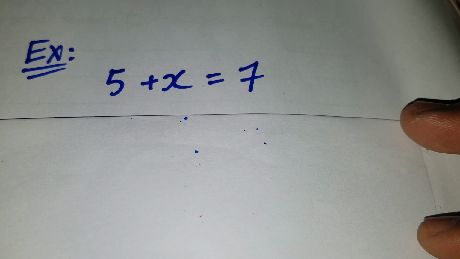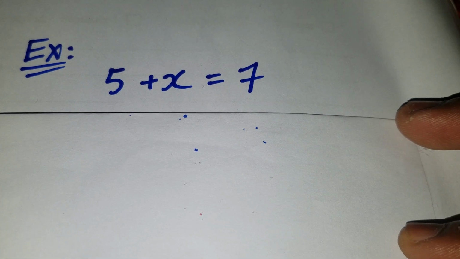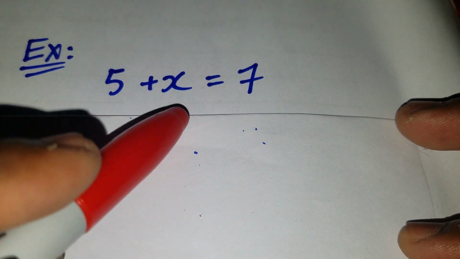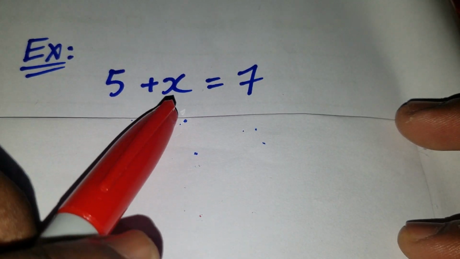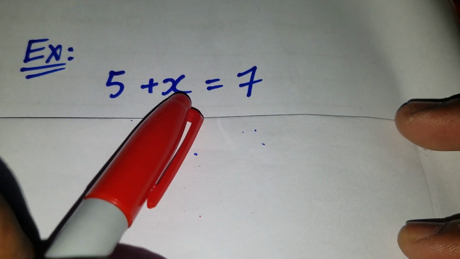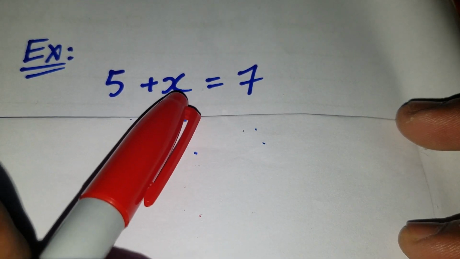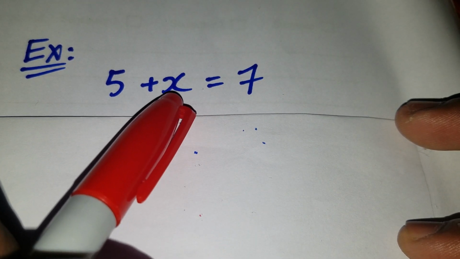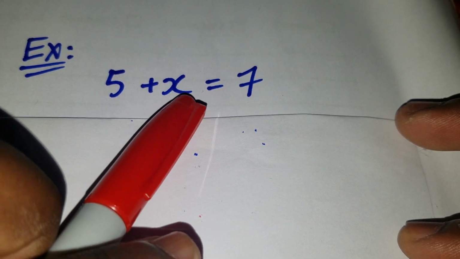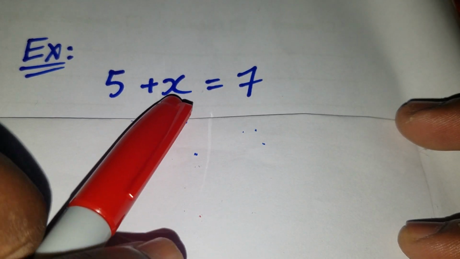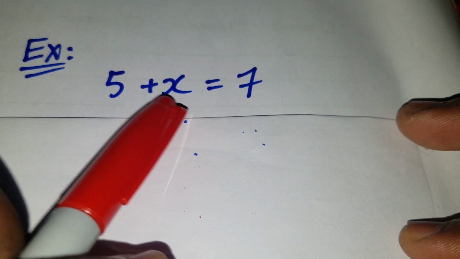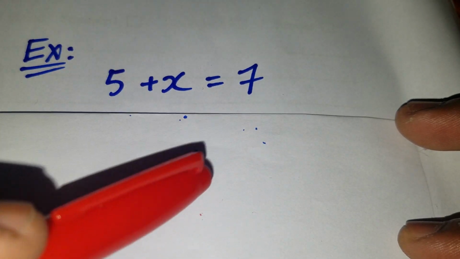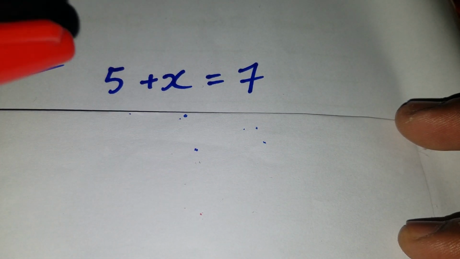Let's look at solving this basic algebraic equation. Now here we have 5 plus x equals 7. Now x is the unknown variable. This is what we're trying to find. We're trying to find out what x is. Now, obviously, just by looking here, we can tell that x is 2, right? 5 plus 2 will equal 7, but let's work it out to see how we can actually get it.